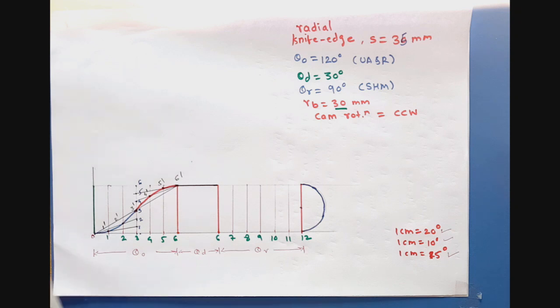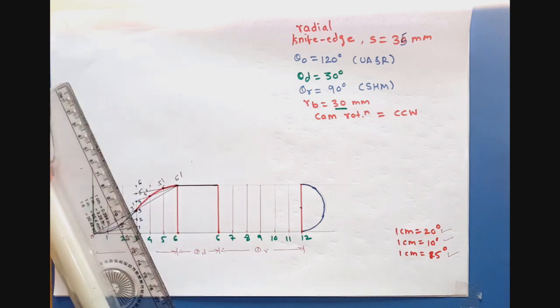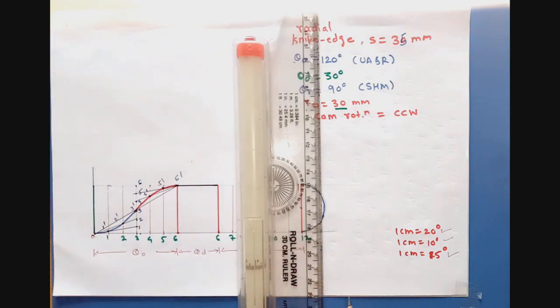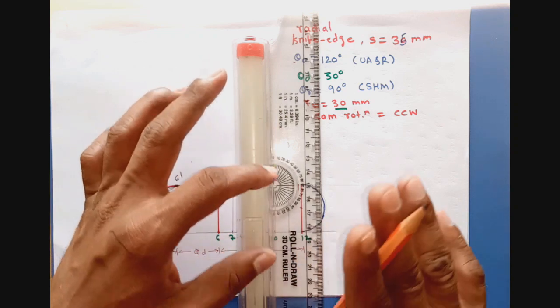Now we will divide this semi-harmonic circle into same number of parts as that of the return stroke angle. We have divided return stroke angle into 6 equal parts. So let us divide this semi-harmonic circle into 6 equal parts. So 180 divided by 6, 30. So each division will be of 30 degrees.